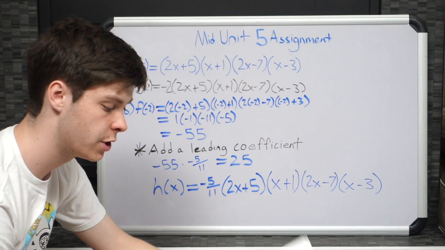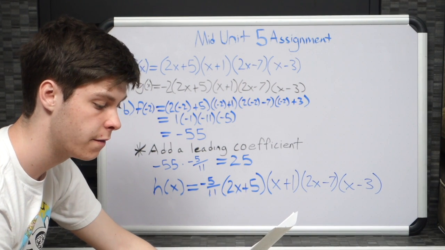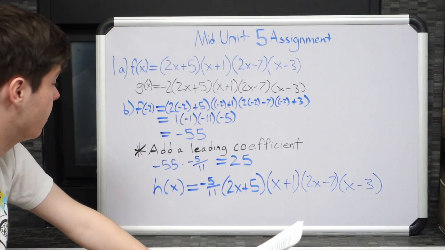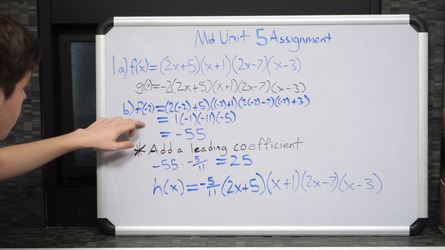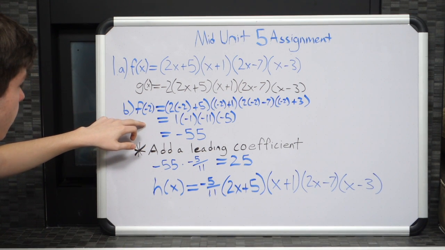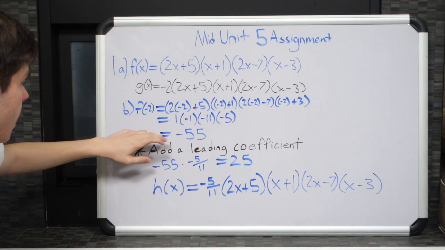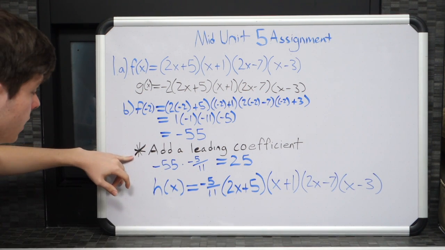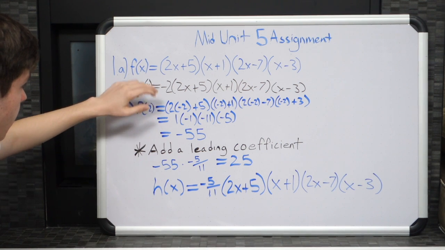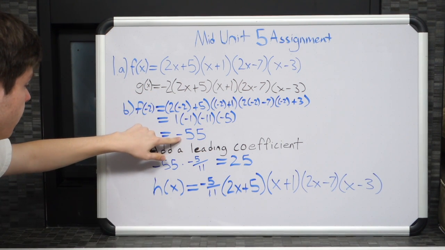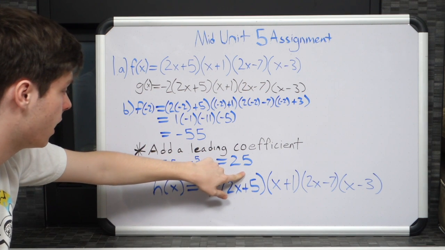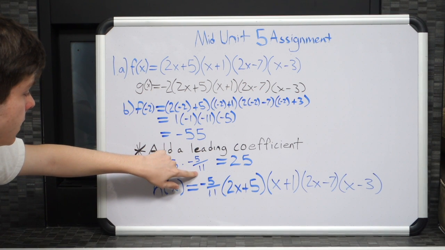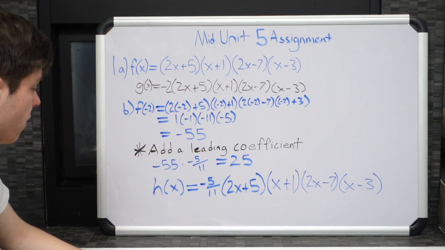Now part B is determine an equation for the member of the family whose graph passes through the point (-2, 25). So what I did was I put -2 in for my x value for my f of x with just the roots, and I got -55. So now I needed to add a leading coefficient to my equation to get -55 to equal 25. So what I did was I multiplied by -5/11, so that now becomes my leading coefficient.